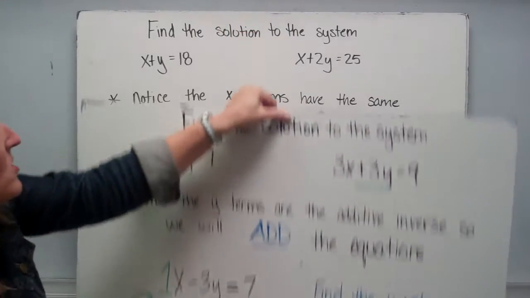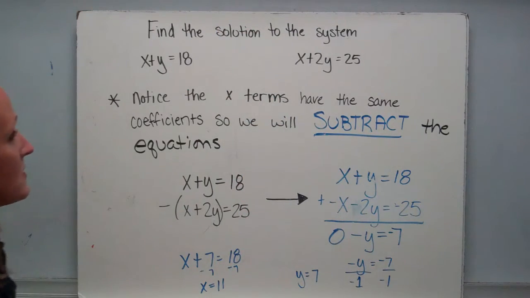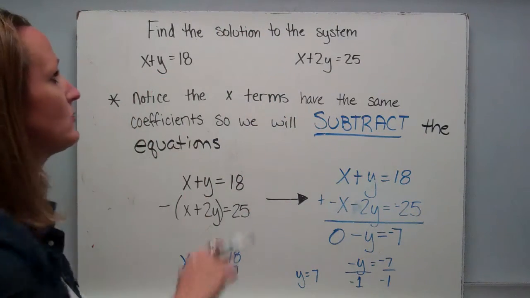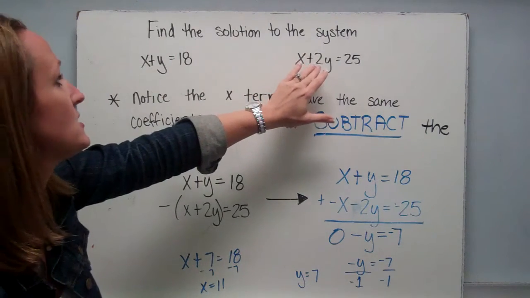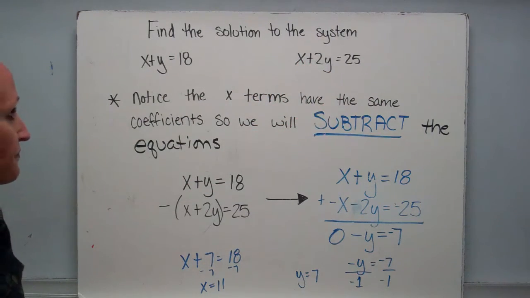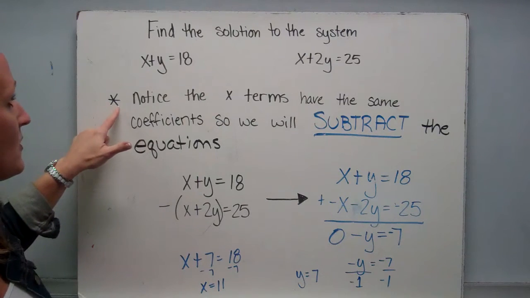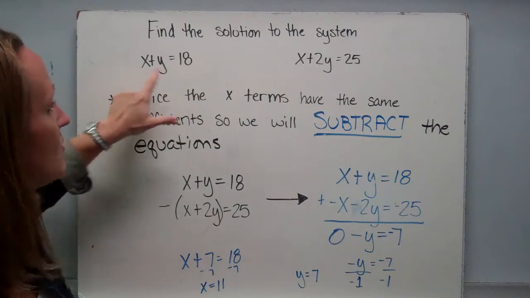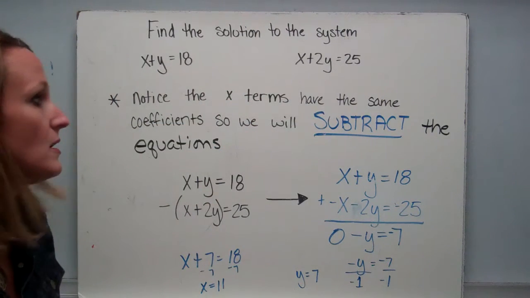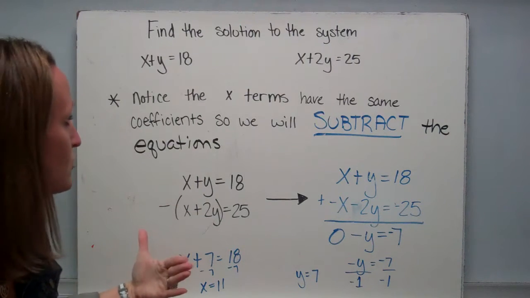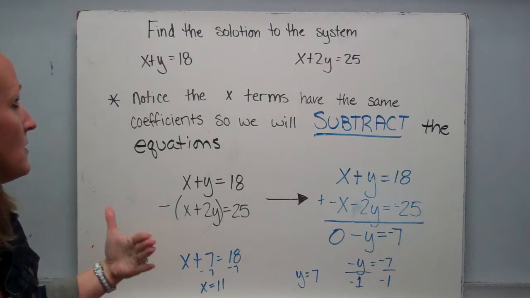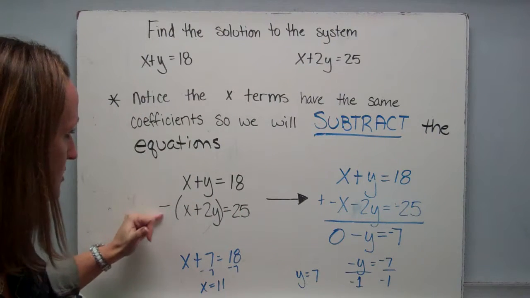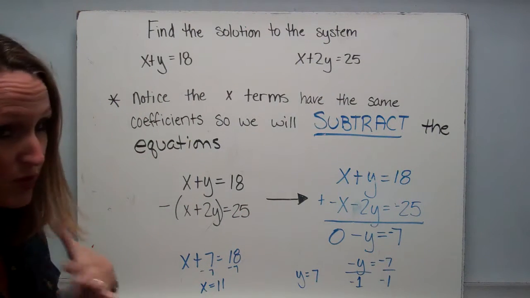So what happens if they're not additive inverses? This time we have x plus y equals 18, and x plus 2y equals 25. Notice the x terms have the same coefficient. What is that coefficient? 1. So we're going to subtract the equations. They're both positive, so I'm just going to subtract. Again, line it up vertically.